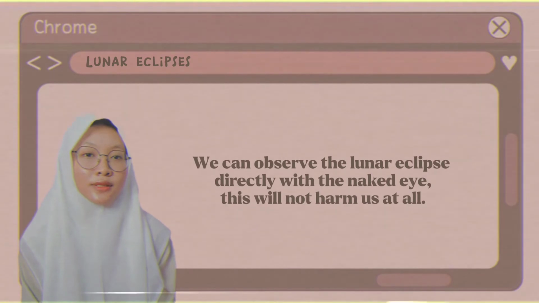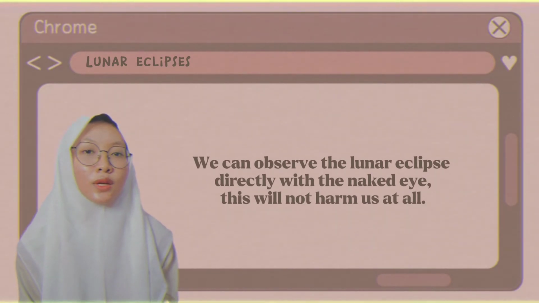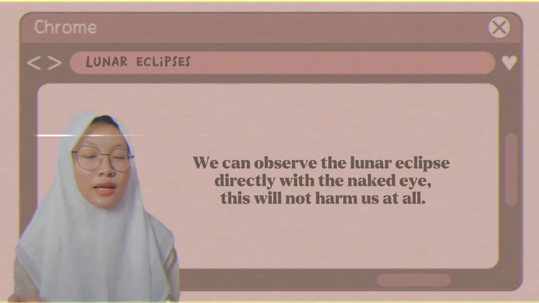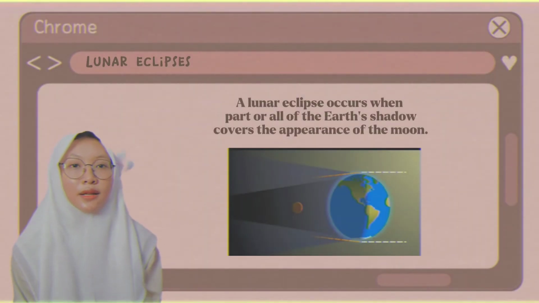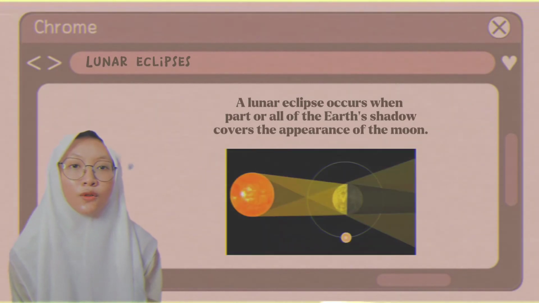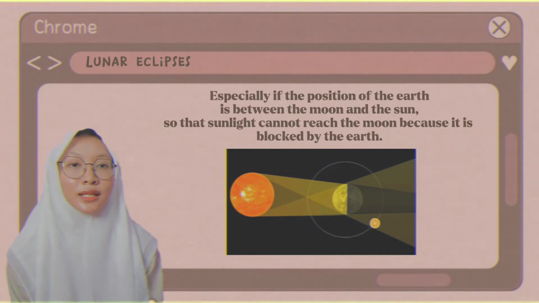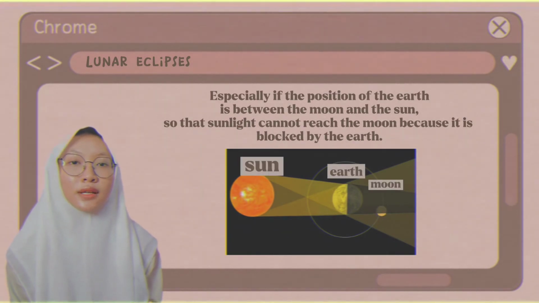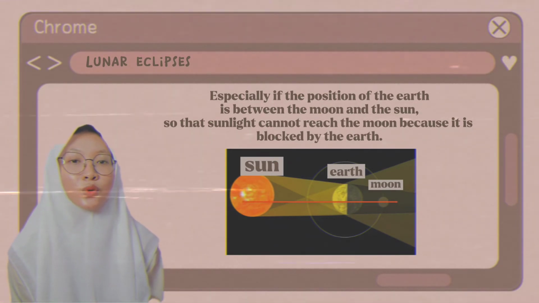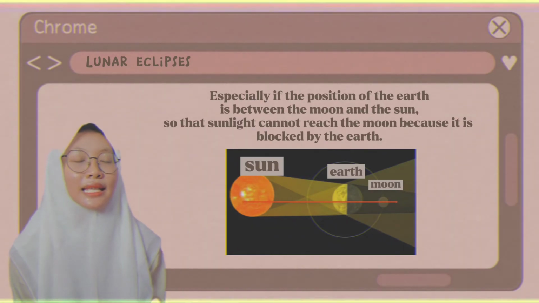We can observe the lunar eclipse directly with the naked eye. This will not harm us. A lunar eclipse occurs when part or all of the Earth's shadow covers the appearance of the moon, especially if the position of the Earth is between the moon and the sun, so that sunlight cannot reach the moon because it is blocked by the Earth.